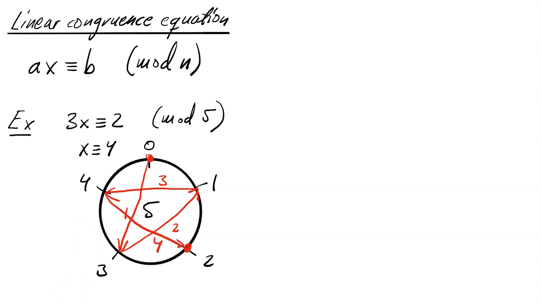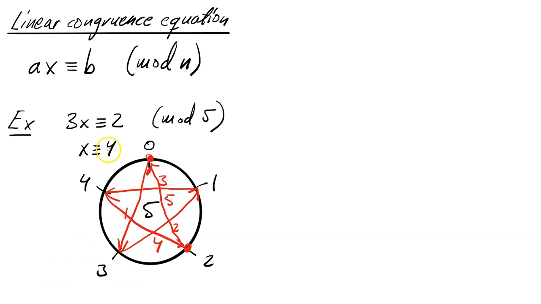Are there more solutions? We take one more step from here, 1, 2, 3, and we end up at the starting point. So after 5 steps, we end up at the starting point, and then things just repeat. So if 4 is the solution, then 4 plus 5 is a solution, so 9, and then 9 plus 5 is 14. So all multiples of 5 added to 4, or subtracted if you want to go in the opposite direction.